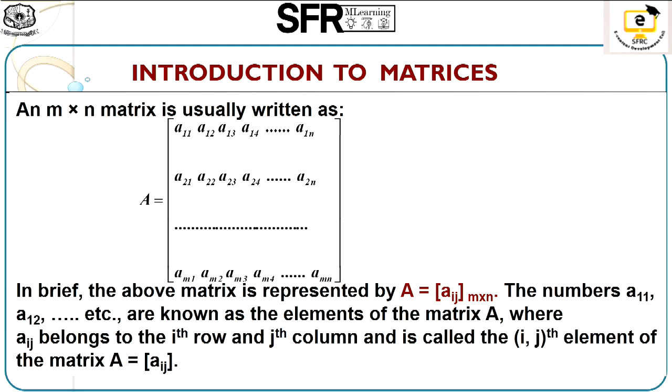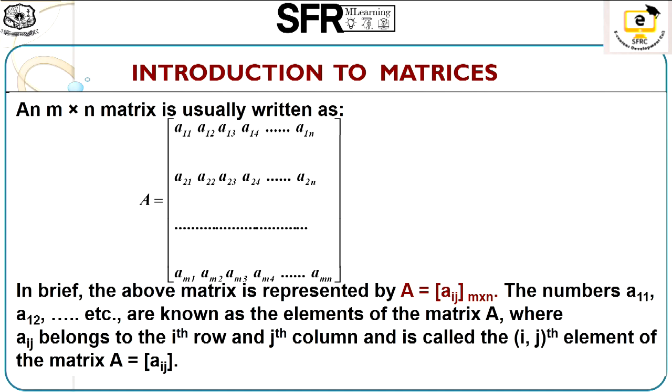Such arrays are enclosed by curly brackets or square brackets. Now the m cross n matrix is usually written in array form. Here matrix A has first row elements A11, A12, up to A1n. Similarly A21, A22, up to A2n, and the last row, the m-th row, is Am1, Am2, up to Amn.